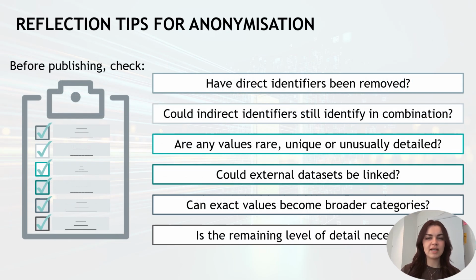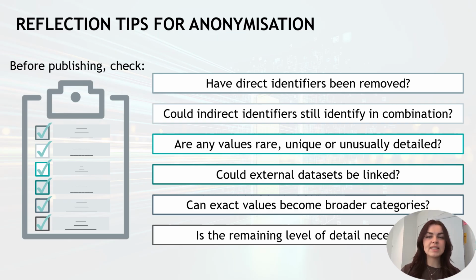Anonymization is not a single action. It is a risk-based decision. Start by removing direct identifiers, but do not stop there. Look at the indirect identifiers such as age, postcode, occupation, dates, location, or service use information. These may appear harmless alone, but risky in combination.